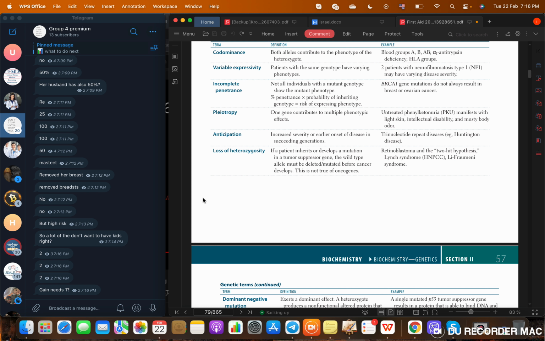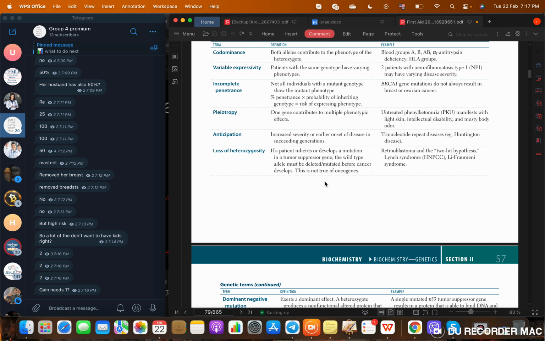So let's take a look here. Loss of heterozygosity: let's say that I am born and I already have 1 mutant tumor suppressor gene. So I already have one of them knocked out, right? So I'm heterozygote for the cancer gene, but I don't have the cancer. Why? Because my other allele is compensating for it, right? So if a patient inherits or develops a mutation in a tumor suppressor gene, the wild type allele must be deleted or remutated before cancer develops.